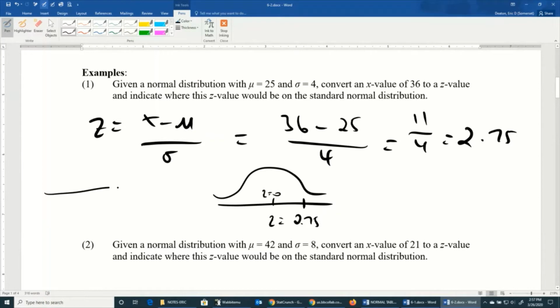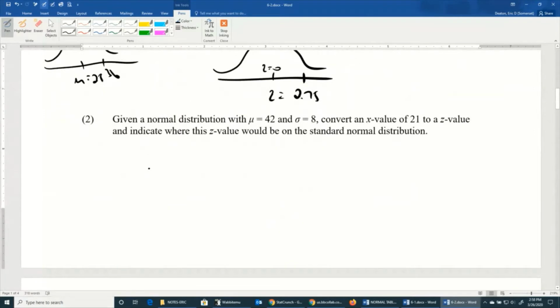If you want to actually look at a normal curve, not standard, the mean is 25. And then 36 would be somewhere over here to the right, just like it corresponds over here. It's the same thing. Mean corresponds to z equals 0. Data value corresponds to z.